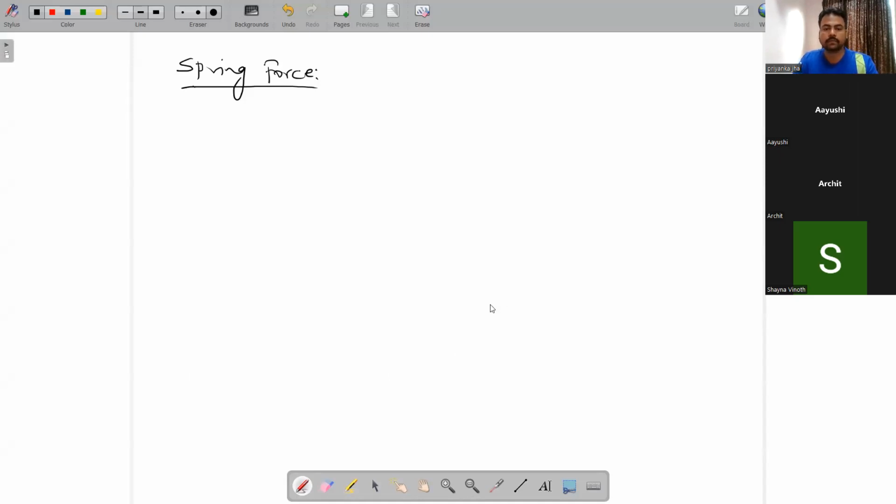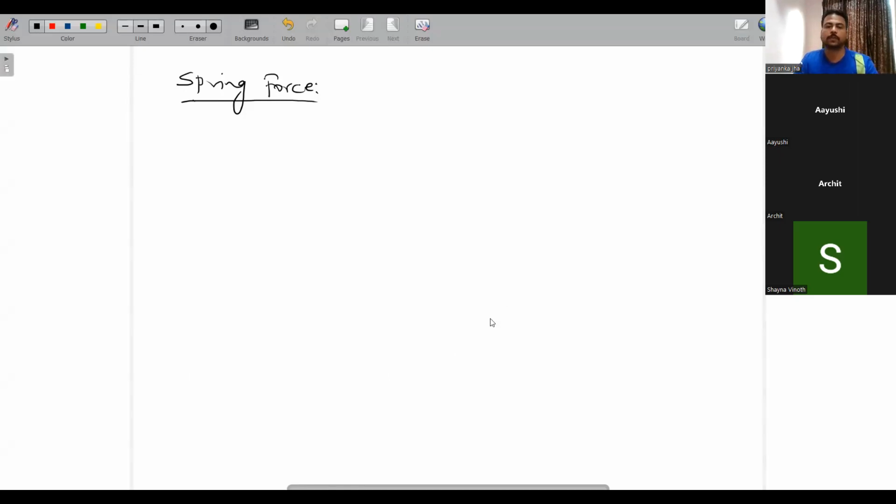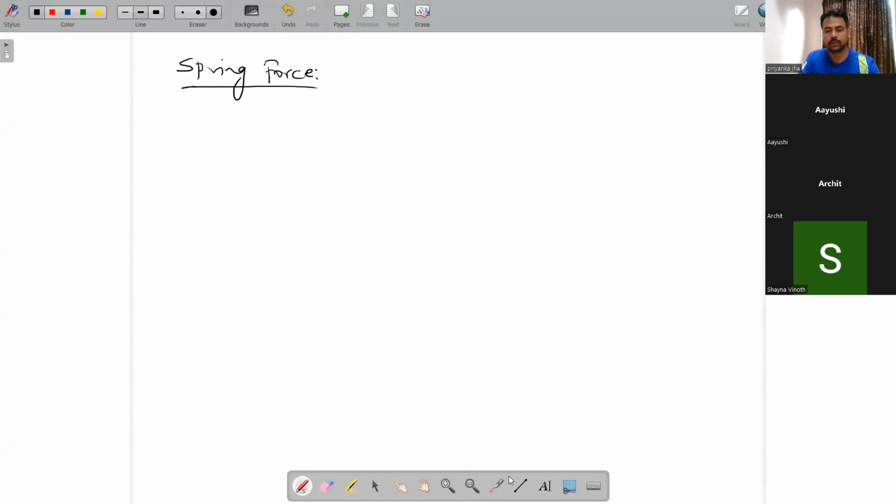See, today we'll start with spring force. Suppose this is a wall or fixed thing. This is a spring connected to a block of some mass kept on a table or anywhere.